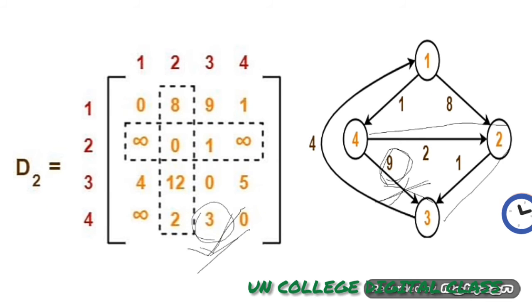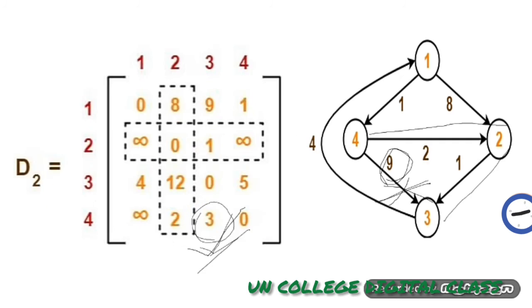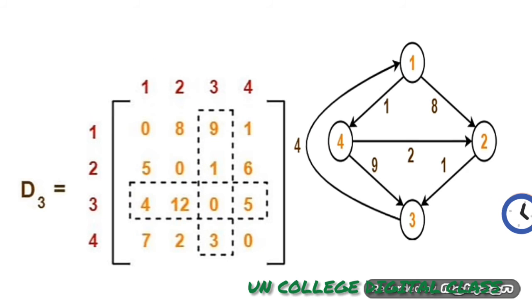In the next row, the previous values are 4, 12, 0, 5. Here also 4, 12, 0, 5. We leave this one as usual because 3 is used as the intermediate vertex. And for the last row, the previous values are infinity, 2, 3, 0, and here the values are 7, 2, 3, 0.